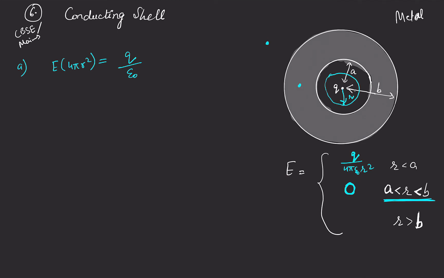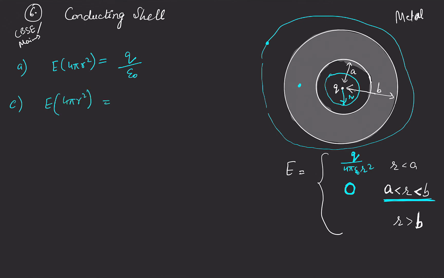Now for r greater than B, for this point here also we construct a sphere, a very bad sphere I have constructed. Here also the flux is equal to E into 4 pi r square. The net charge inside this imaginary blue sphere is Q, so it is Q by epsilon naught. So this would also be equal to Q upon 4 pi epsilon naught r square.